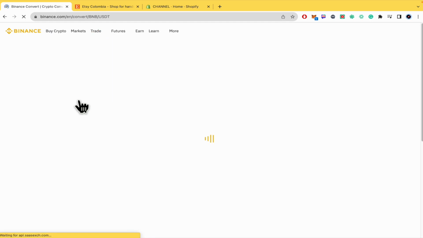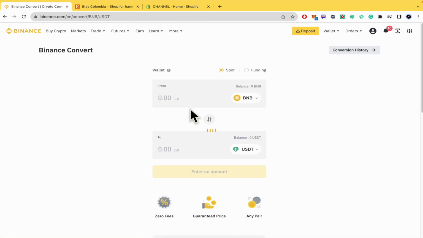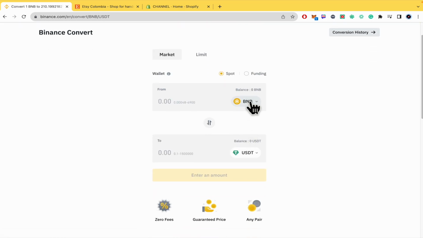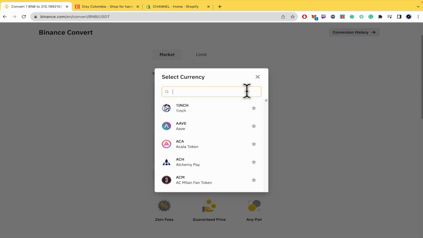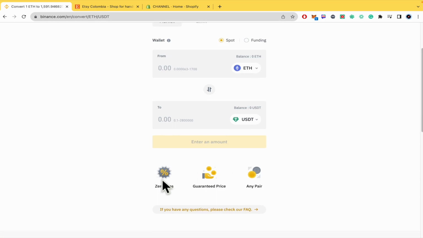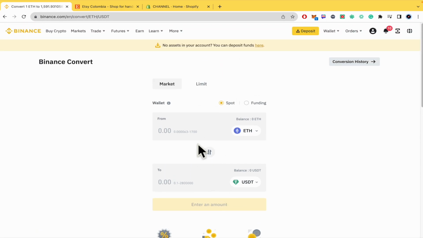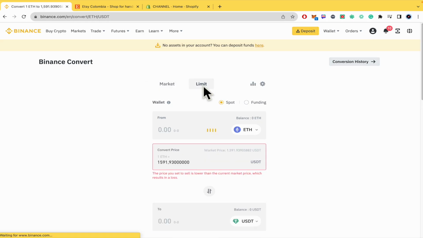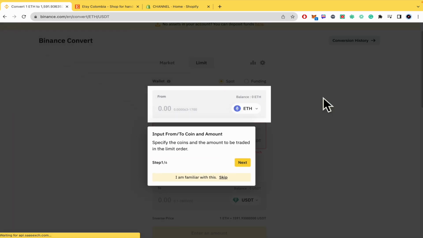So first of all, I recommend you to go in the upper part of your screen into trade, into the convert tool, and there you're gonna select the token you want to convert. Let's suppose it's Ethereum by now, and please convert it into USDT. It's gonna be really simple, okay? This is zero fees, this is a guaranteed price, and that's how you're gonna be able to convert it. You can do it into the market price or limit price if you want it, okay?